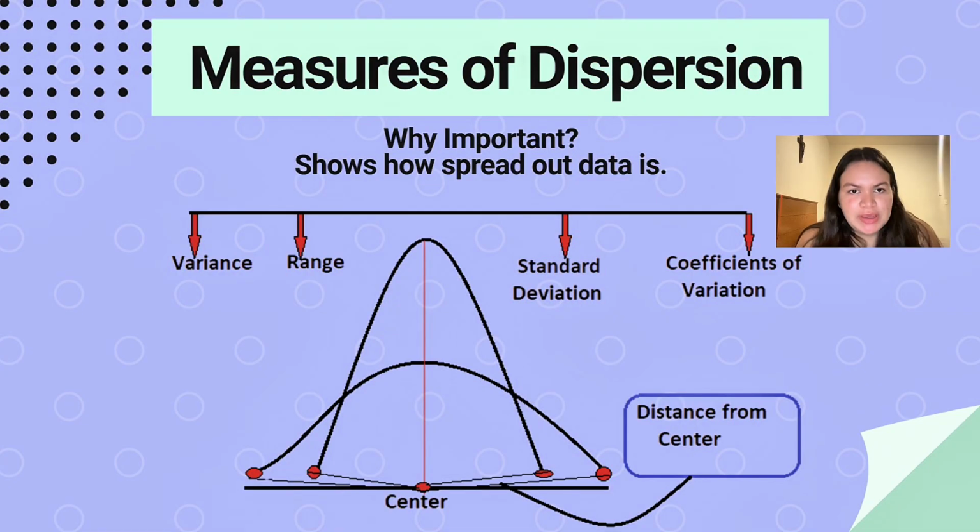And finally, we have measures of dispersion. These show how spread out the data is. The range is the difference between the highest and lowest value. The variance and standard deviation basically tell us how far the values are from the mean, and the coefficient of variation helps us compare variability between datasets.